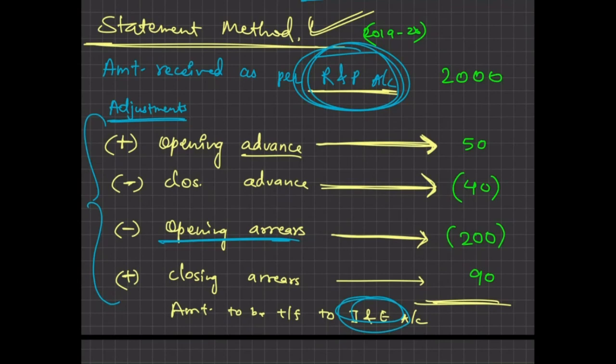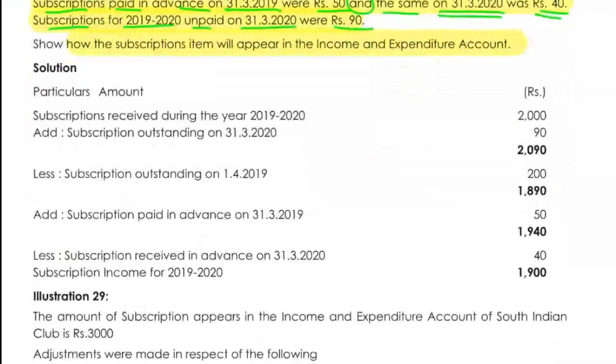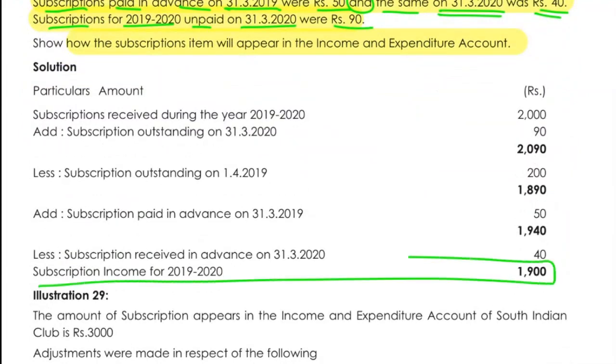Let's do the total. 2000 plus 50 minus 40 minus 200 plus 90. What is the answer coming to be? Everyone. Is it 1900? That is the amount which needs to be credited to your income and expenditure account. That is the reconciliation which they have also given over here. Is it clear?